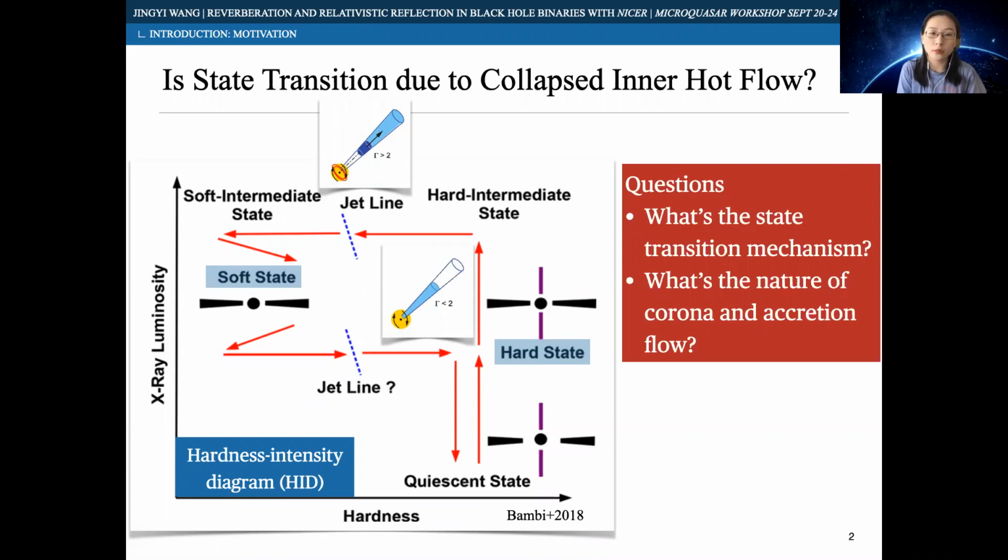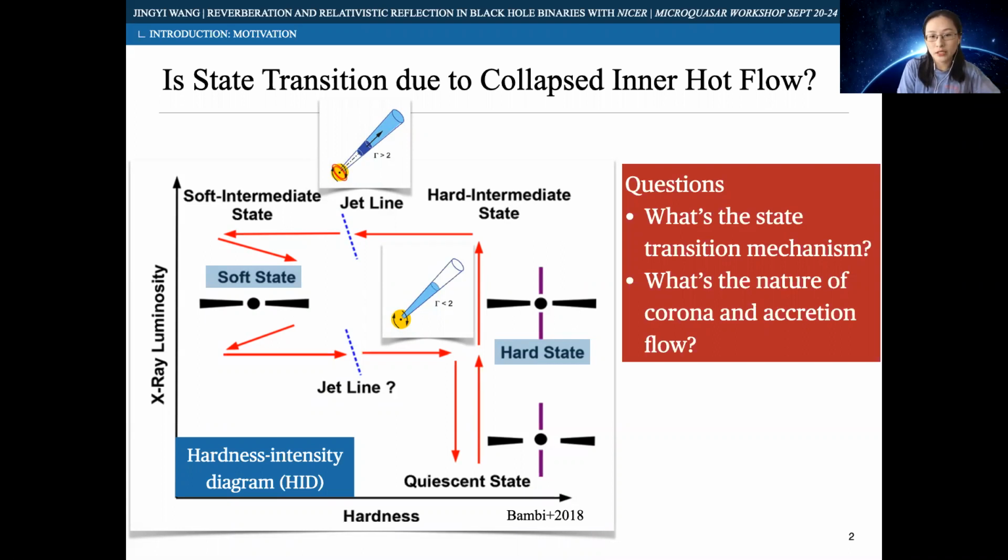There are many remaining questions, like what is the state transition mechanism? One popular idea is that in the hard state, within the outer standard thin disk, there is an inner hot flow which serves as the corona, and the inner hot flow collapses during the state transition, along with a less truncated thin disk. But this model is challenged by some analyses suggesting the disk is not truncated in the luminous hard state. And also, this is related to another big question of the corona nature.